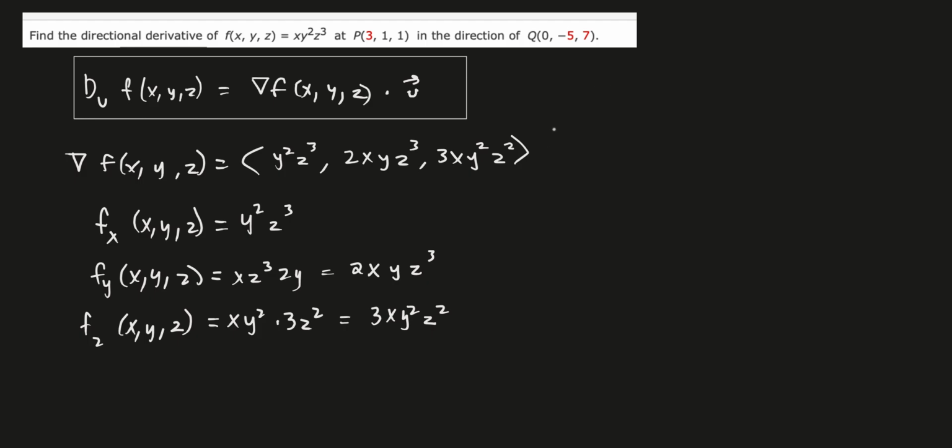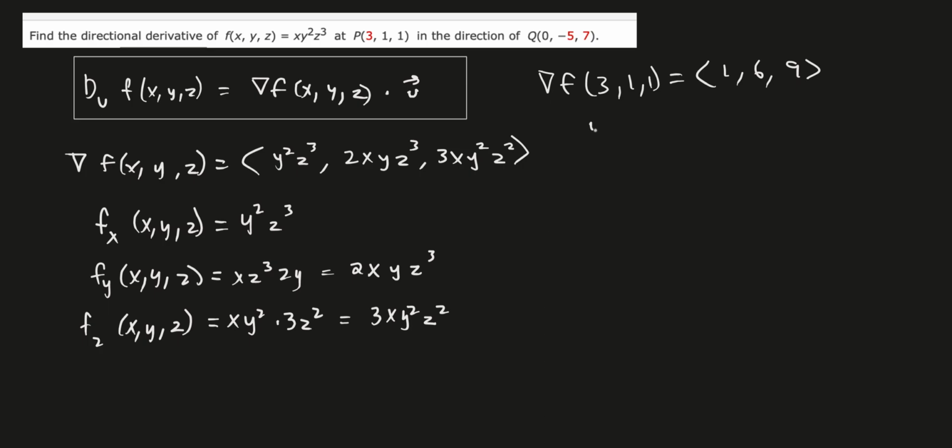So now we can go ahead and find it at the point P, 3, 1, 1, which is just going to be, let's see, 1, 6, 9. That was an easy one.